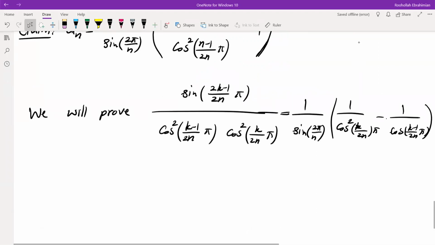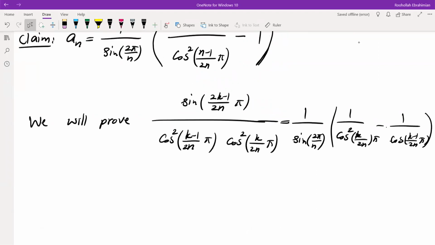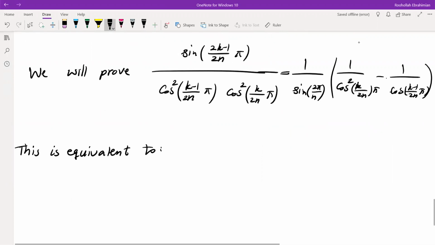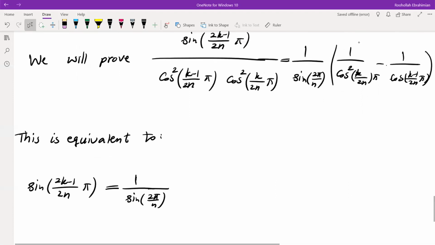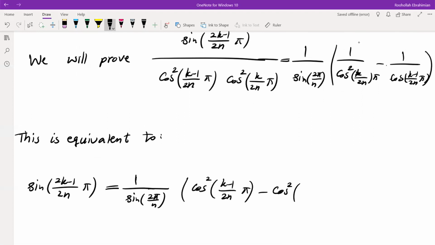Okay, so we will prove this one. And you could do that. So this is equivalent to showing sine of (2k minus 1) over 2n pi is equal to 1 over sine of 2 pi over n times, if you just clear the denominators, cosine squared of (k minus 1) over 2n pi minus cosine squared of k over 2n pi.